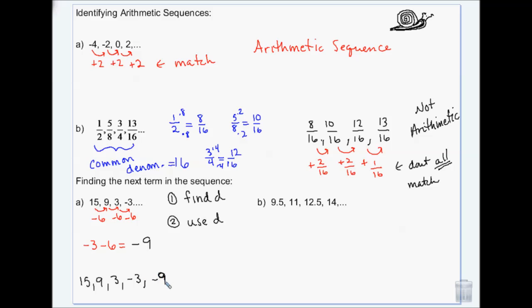If I were going to rewrite the series and include my new term, it would now have a negative 9. And if I wanted to find the next one, I would subtract 6 from that, and I would get negative 15. Subtract 6 from that, I'd get negative 21, and so on, forever. But really, we just needed to find the next term, negative 9.